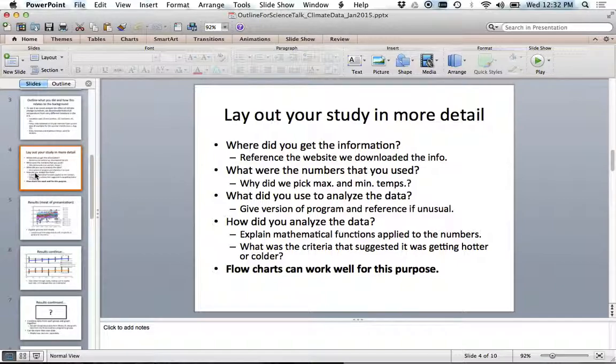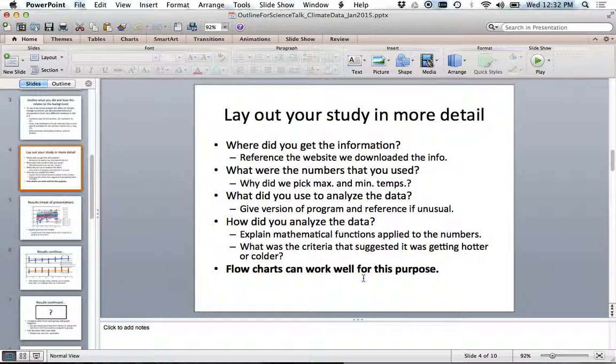How did you analyze the data? Again, explain linear regression. What did we use that for? What does slope mean? What does the y-intercept mean? Explain some of the details. Flow charts, and I was going to stick an example in here. Flow charts work very well for this purpose. You just have, we started here, we did this, and then ended up with this.